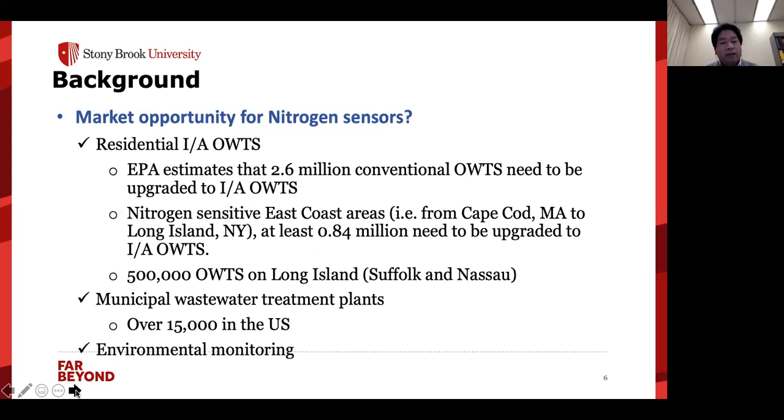Another big market is municipal wastewater treatment plants. It's estimated there are over 15,000 plants in the US market alone. The third very possible market is the environmental monitoring market, right? Including the monitoring of nitrate and nitrite in surface water, groundwater, and coastal water.